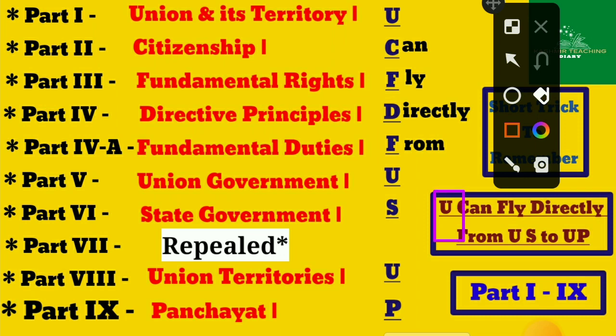U stands for union and its territories, C stands for citizenship, F stands for fundamental rights, D stands for directive principles of the state policy, and another F stands for fundamental duties, U stands for union government, S stands for state government, and U, another one, stands for union territories, and P stands for panchayats. In this way, we learned the parts 1 to 9th of the Indian Constitution.